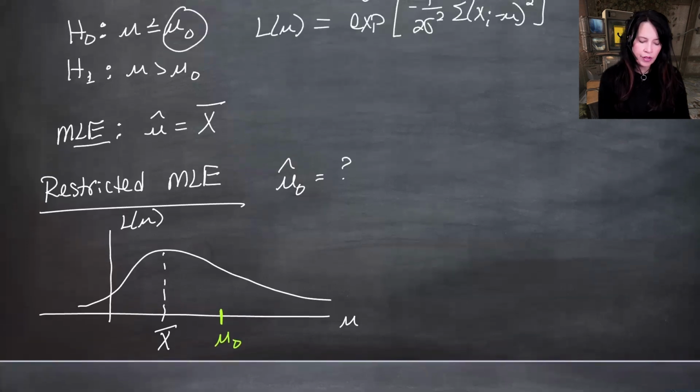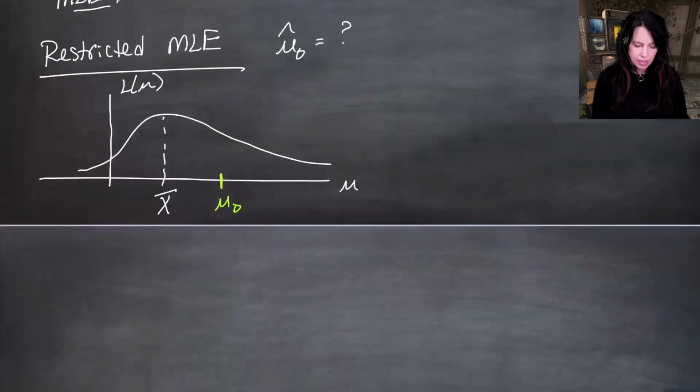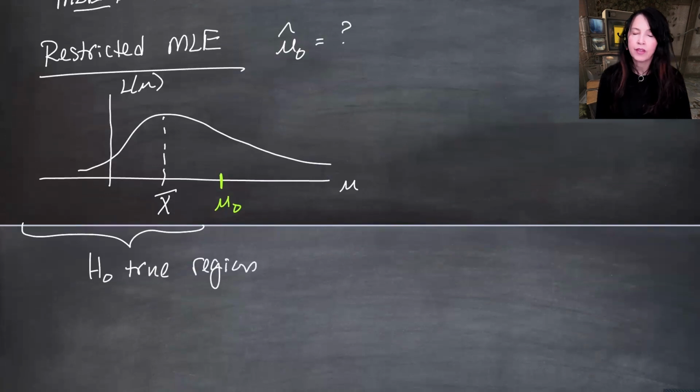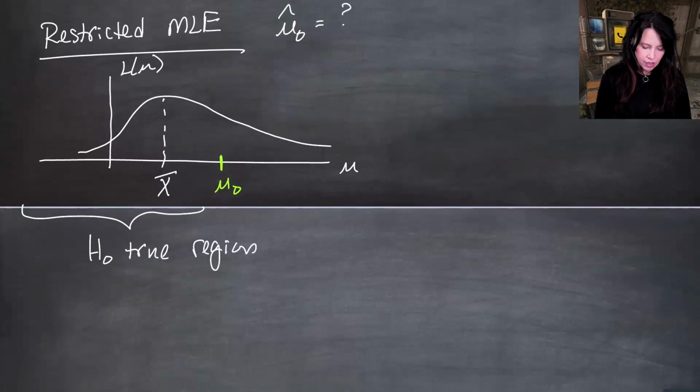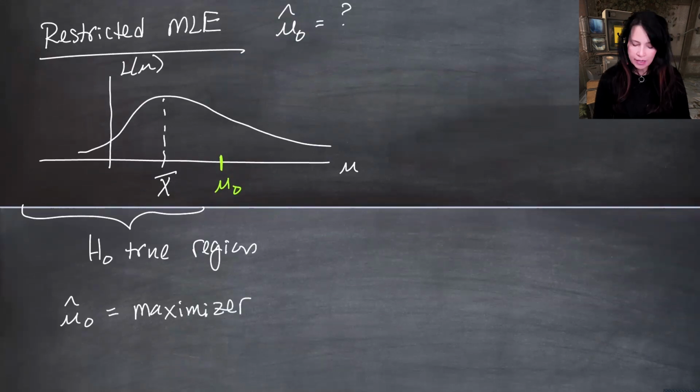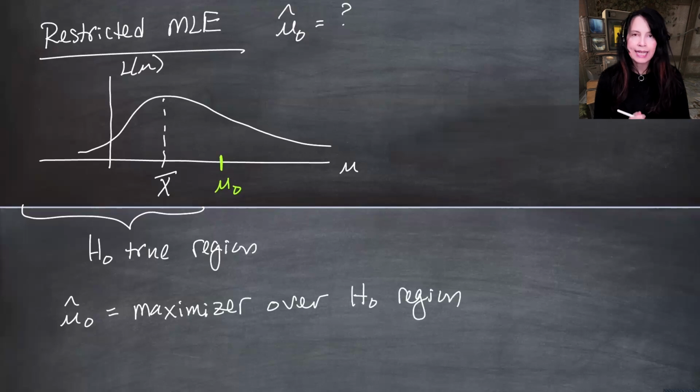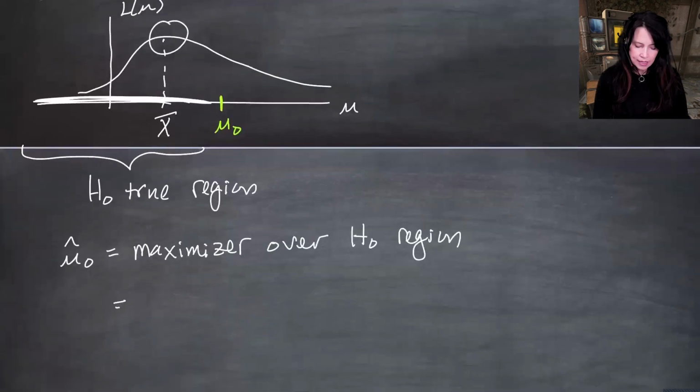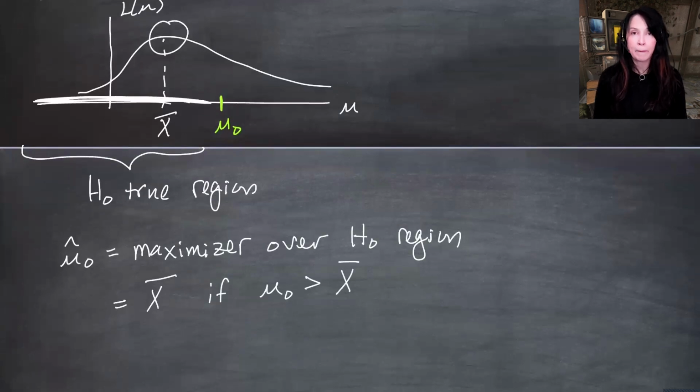In this problem, where the null hypothesis is all mu less than or equal to mu naught, this is the null hypothesis is true region. So mu naught hat is the maximizer, the argument where it's maximized over the null hypothesis region. In this picture, the overall maximum of the likelihood happens to fall in this null hypothesis region. And that means that the maximizer is x bar, but this is if mu naught is greater than x bar, or greater than or equal to would be okay.